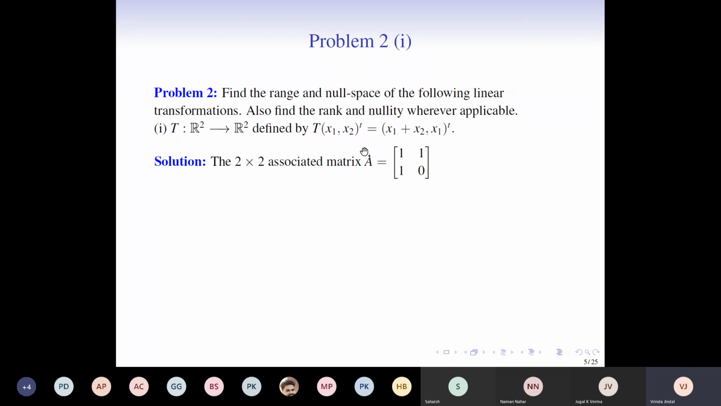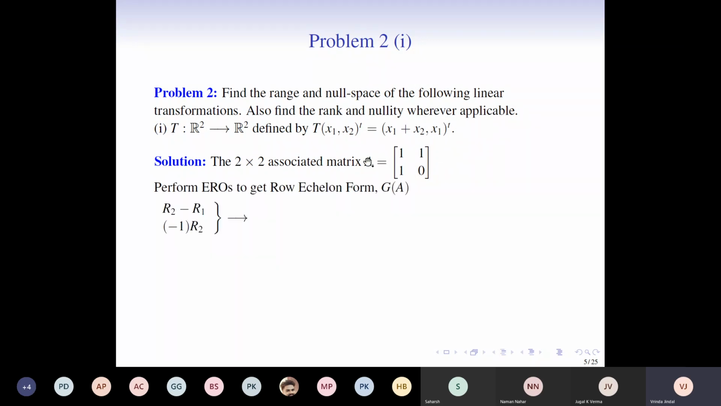Similarly, as we had found A, the transformation matrix associated with the given linear transformation T, this time since T goes from R2 to R2, we'll get a 2 cross 2 matrix, and the matrix is given by this 2 by 2 matrix 1 1 1 0. It is very simple to verify. Multiply this by x1 x2, so you'll get x1 plus x2 as the first element and x1 as the second element.